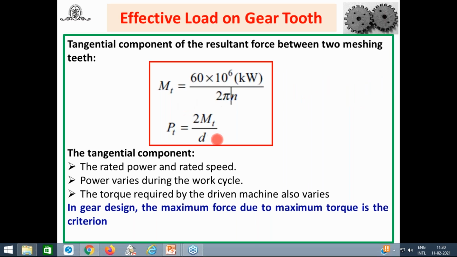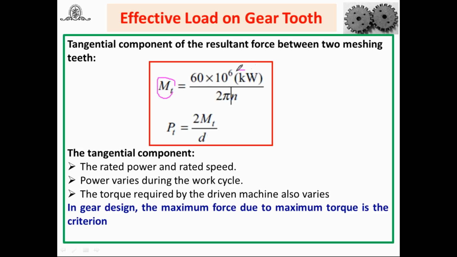And once you know the torque, by using the pitch circle diameter of the spur gear, you can easily find out the PT, that is the tangential force which is acting on the spur gear. So by using this relation, you will get the tangential component between the two mating gear teeth. But again, this tangential component depends on the rated power and rated speed. How can you observe this from these relations? Because MT is the torque and kW means power, and from MT we are determining the PT. That means it depends on the rated power as well as on the N.